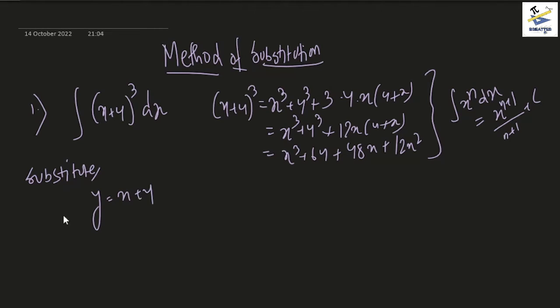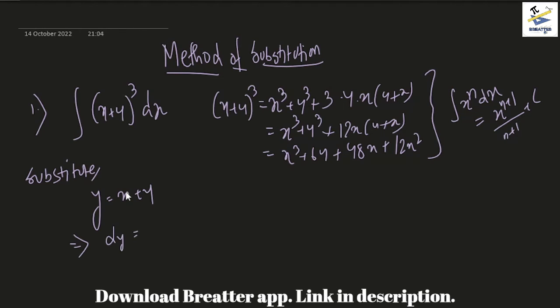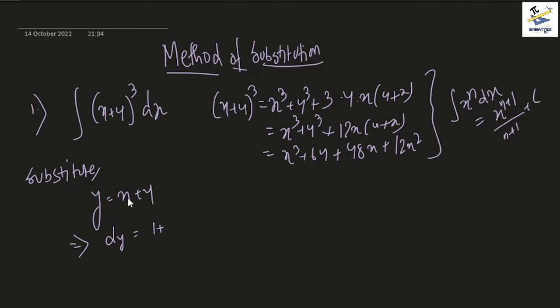Okay, now when we take the derivative on both sides, we get dy equals, now the derivative of x plus 4 with respect to x would be 1 plus 0, right? Because the derivative of x is 1 and the derivative of 4 is 0, times dx. So what we get is dy is equal to dx, right?